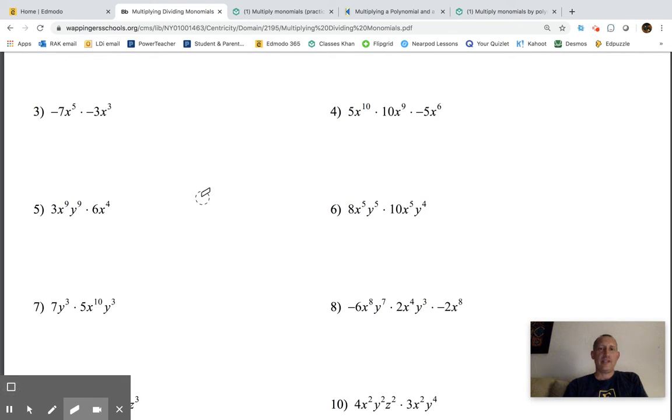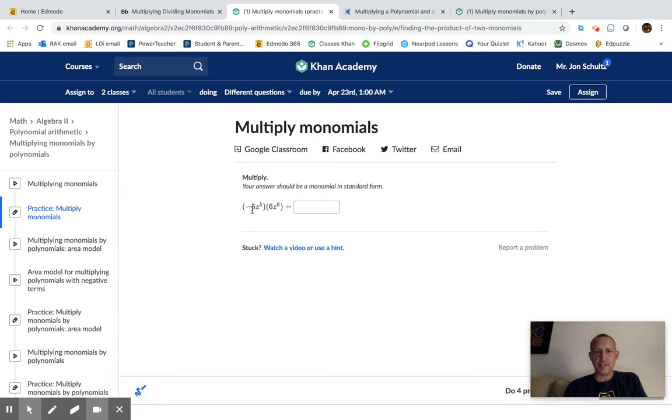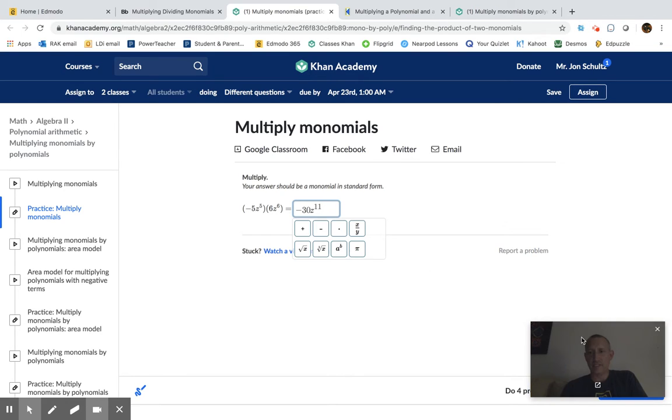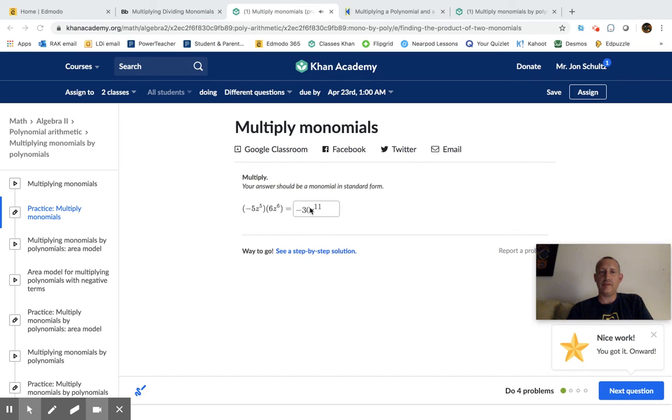Okay, so now let's look at how it's going to look on Khan Academy. You have something like this, negative 5 z to the fifth, 6 z to the sixth. Okay, so that's going to be negative 5 times positive 6. Negative times a positive is a negative. It's going to be negative 30. What are we going to do with our z's? Well, we have 5 z's here plus 6 more z's, which means we're multiplying 11 z's. So I'm going to hit z, hit this right here and type in 11. And that'll give us our answer. Okay, so that's what you're going to do for this one.